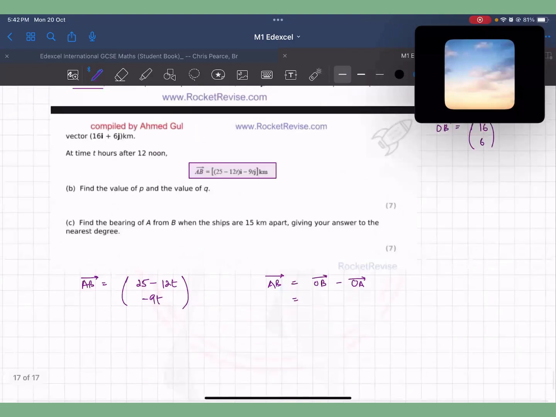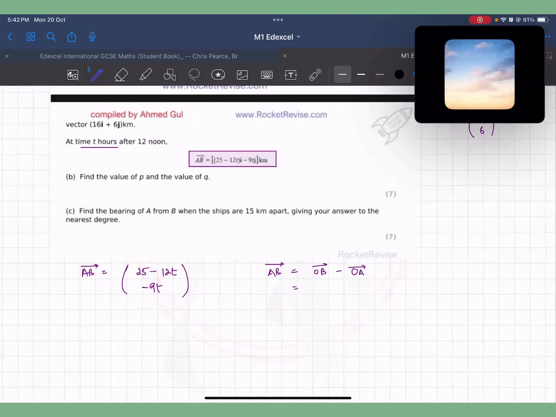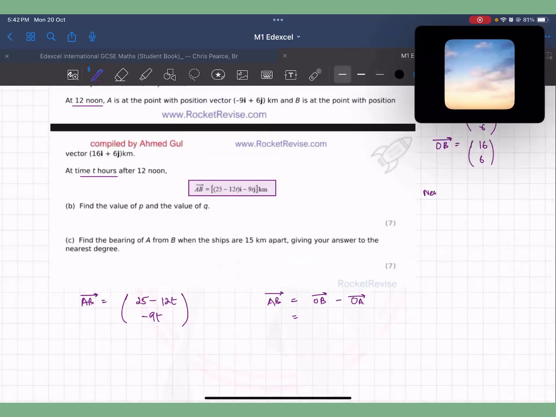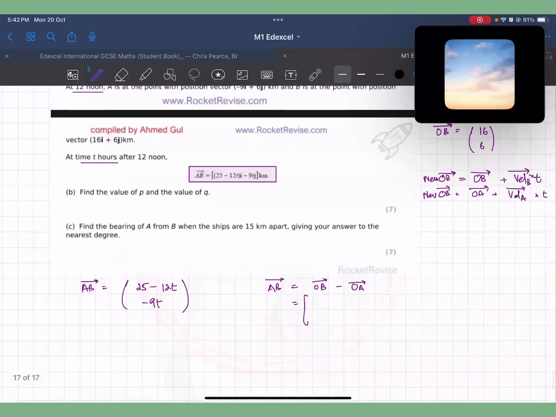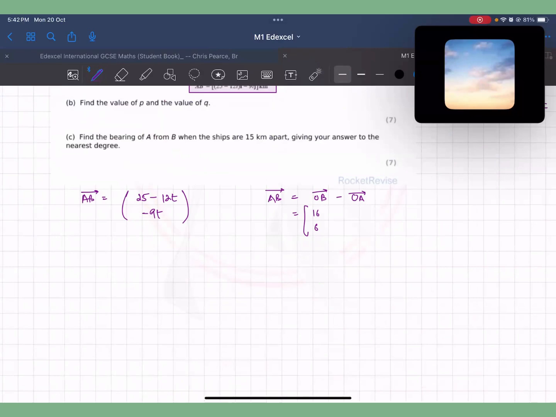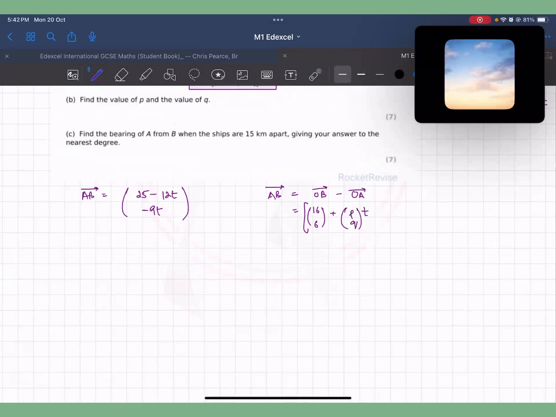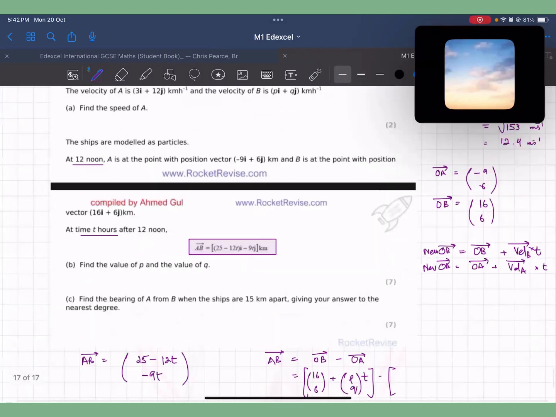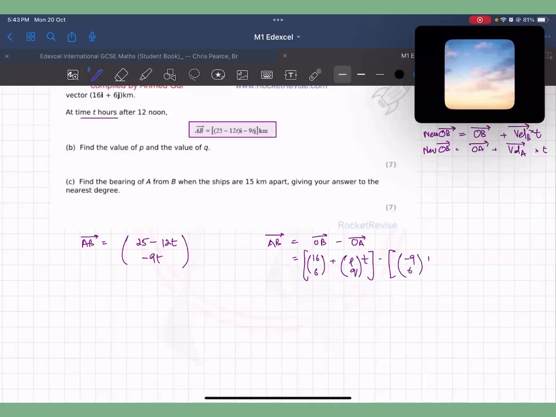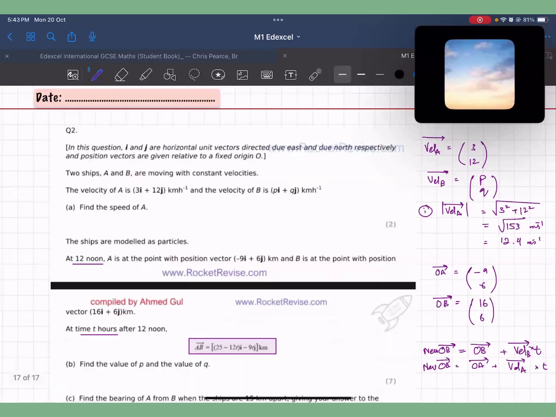So this means after t hours, they're talking about the new position vectors of OB and OA. The new OB will be equal to the old OB plus the velocity of B times time. Same will be the case with OA: the new OA will be equal to OA old plus the velocity of A times time. Now OB old is given to us: 16, 6, plus velocity of B, p q, times t, minus OA old, which is -9, 6, plus velocity of A, 3, 12, times t.